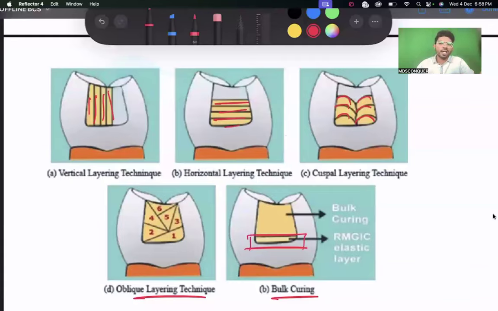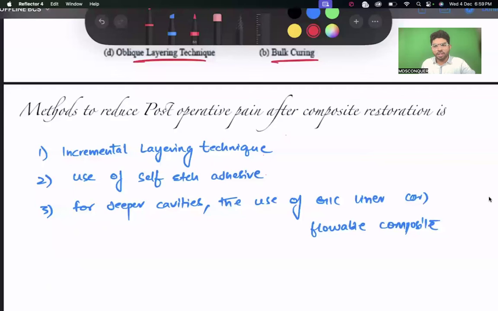But before the treatment, before the composite restoration, we can take a few precautions or keep a few add-ons by which you can decrease this post-operative sensitivity. So the next question is about that. Methods to reduce the post-operative pain after composite restoration: one is the incremental layering technique. We have already discussed that incremental layering is going to decrease the polymerization shrinkage. Second one, use of self-etch adhesive, by which these post-operative complications can be reduced.